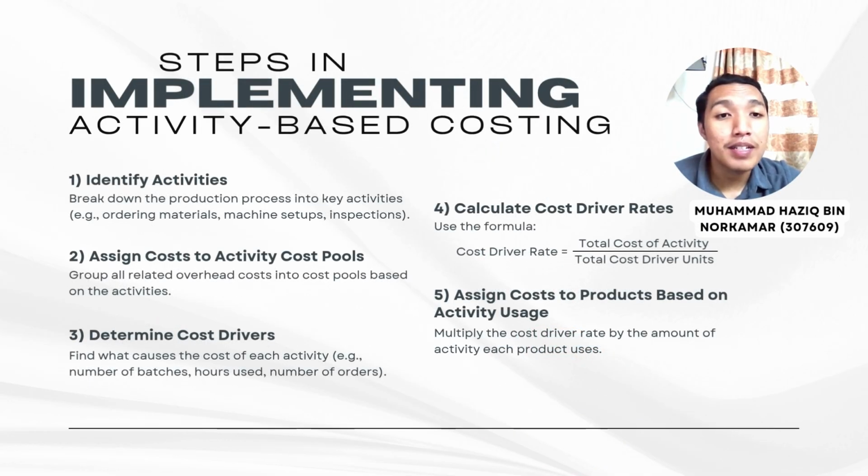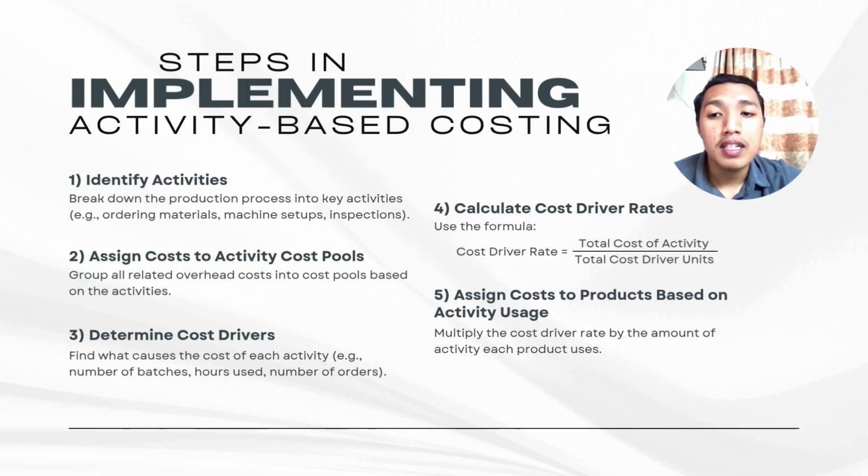In implementing activity-based costing, first, identify activities. Break down the production process into key activities, for example, ordering material, machine setup, and inspection. Second, assign costs to activity cost pools. Group all related overhead costs into cost pools based on the activities. Third, determine cost drivers. Find what causes the cost of each activity.